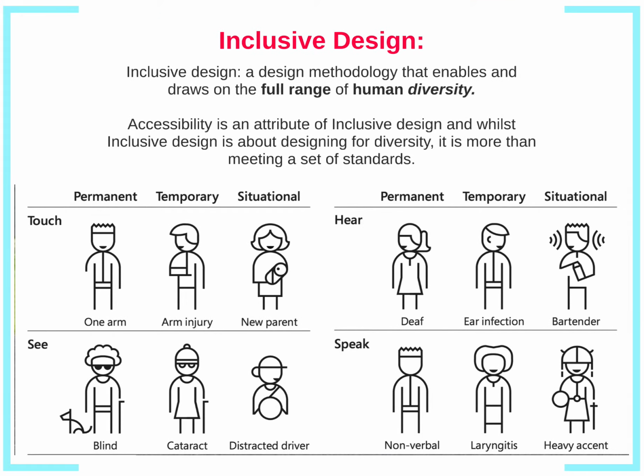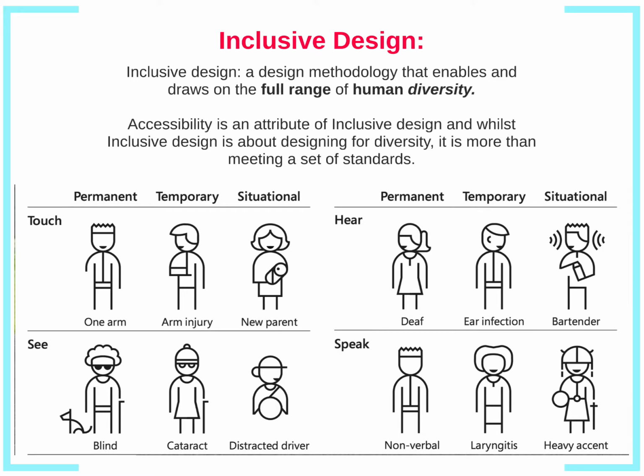So inclusive design can be looked at in a number of different ways. It tends to focus on the full range of human diversity. This is Microsoft's analysis of inclusive design, which is interesting because Microsoft do some fantastic things, and they've really tried to nail this down to three main areas: permanent, temporary and situational.